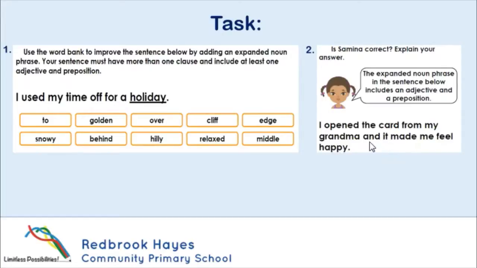So I opened the card from my grandma. The main topic, the main subject of this sentence is the card, so that's the noun. It has been expanded by saying the card is from my grandma, so that is your preposition there, from my grandma. However, there is no adjective to describe the card. You could say I opened the beautiful card, or handmade card, or carefully crafted card, and that would have been an adjective to describe the card or to modify the noun. However, she is incorrect because it doesn't have an adjective there. Okay, so well done if you got that.